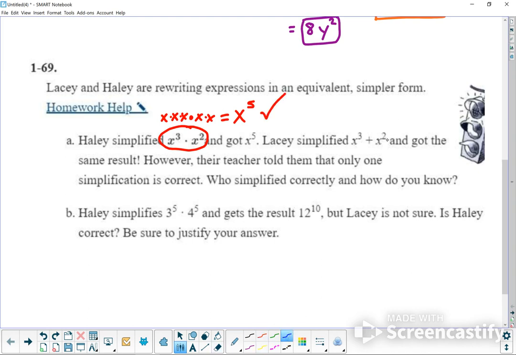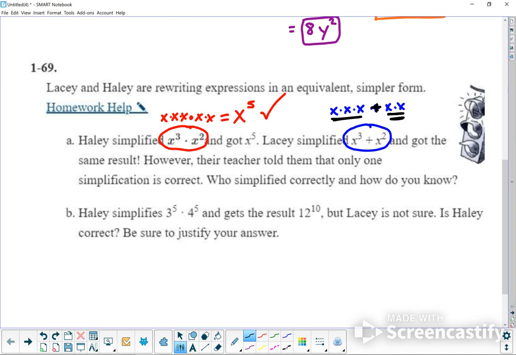Okay, let's look at Lacey. x to the third plus x to the second. x to the third looks like this: x times x times x. And then the plus x to the second is x times x, right? Because we're doing a plus, we're using addition. This is one term, and this is a second term. With addition or subtraction, they have to be the same type of terms, and these are different terms.